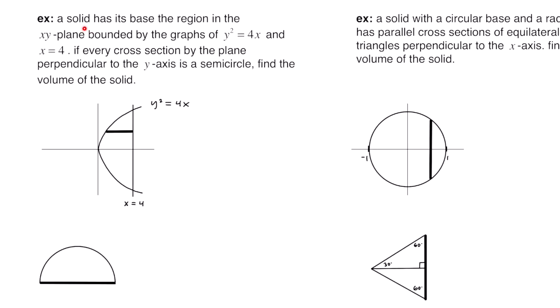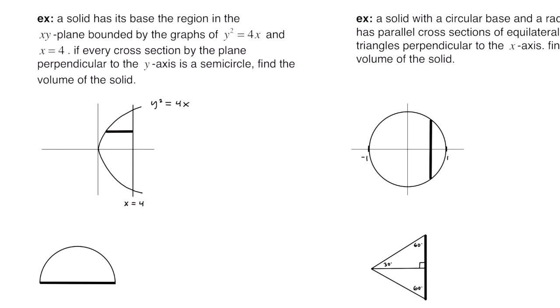This example says a solid has its base, the region in the xy plane bounded by the graphs of y squared equals 4x and x equals 4. If every cross-section by the plane perpendicular to the y-axis is a semicircle, find the volume of the solid. So this is a parabola with a vertex at 0, 0 that opens to the right, and then we have the vertical line x equals 4.